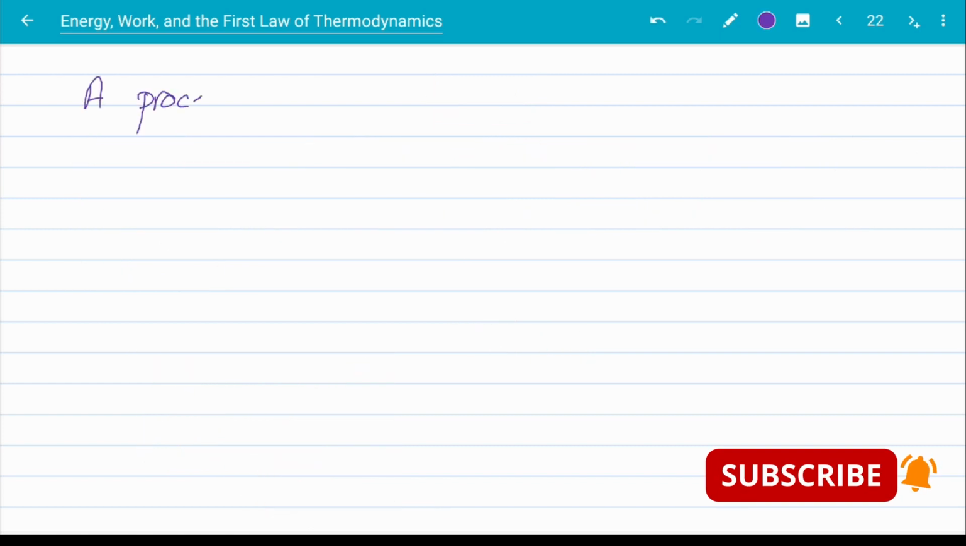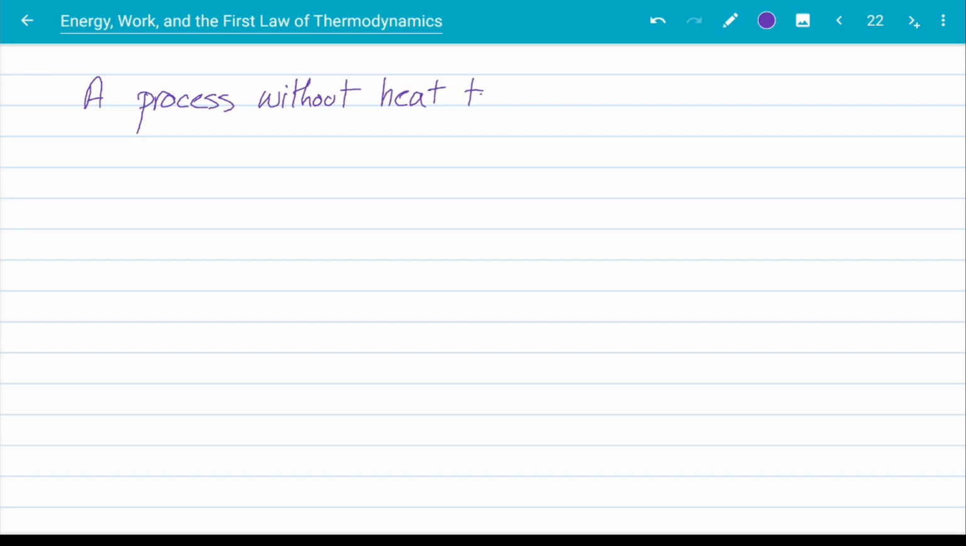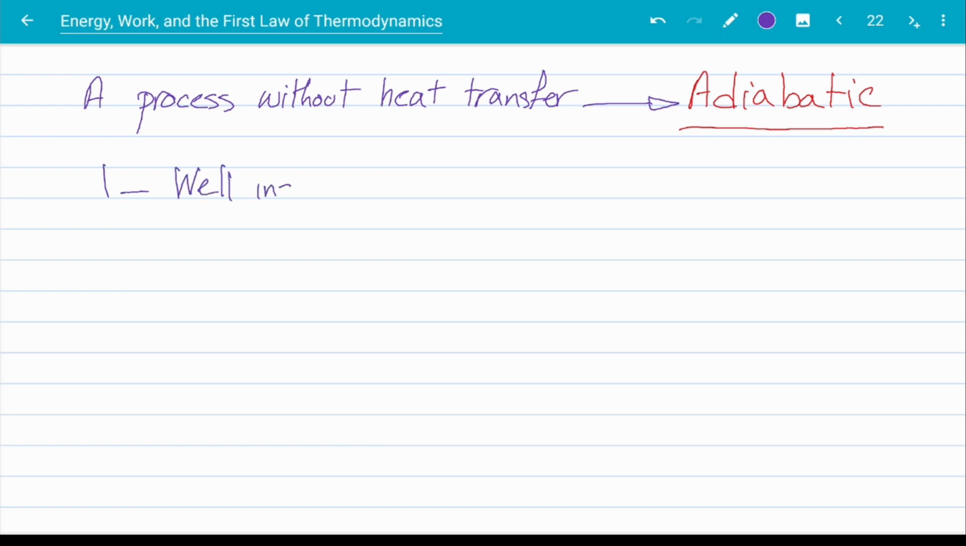A process that doesn't involve any heat transfer is called an adiabatic process. You will encounter this term adiabatic a lot in thermo. There are two ways of achieving an adiabatic process. The system is either insulated or the process happens super fast and the system doesn't have enough time to transfer any heat.